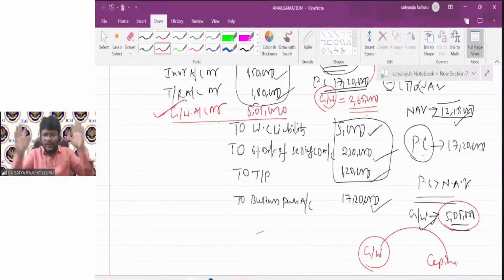That is my point of explanation. So my conclusion is, whether PC is greater than NAV or PC is less than NAV, if the purchasing company is acquiring the goodwill of the selling company, no need to incorporate it separately. At the time of comparing PC with NAV, that component was automatically considered. Please, all of you put that point into your brain.